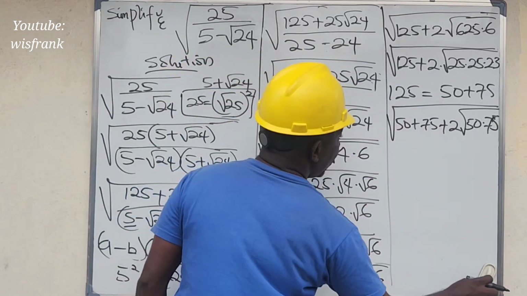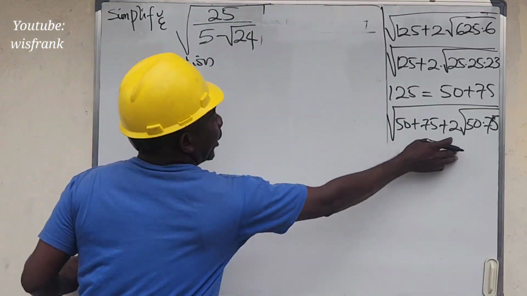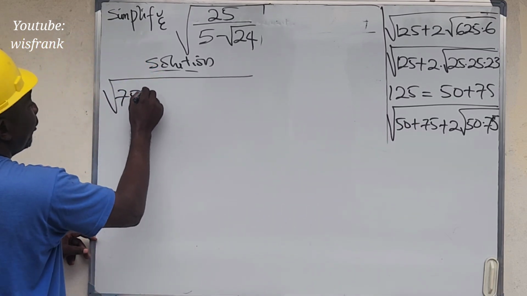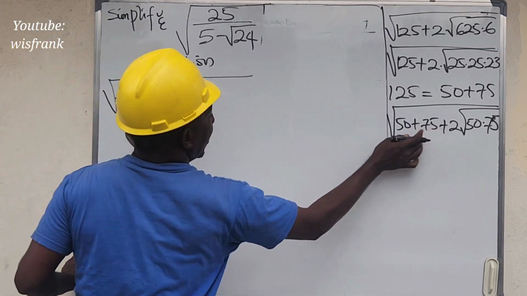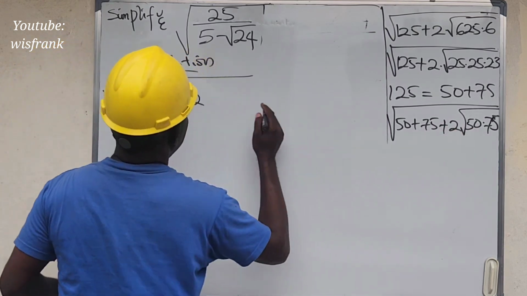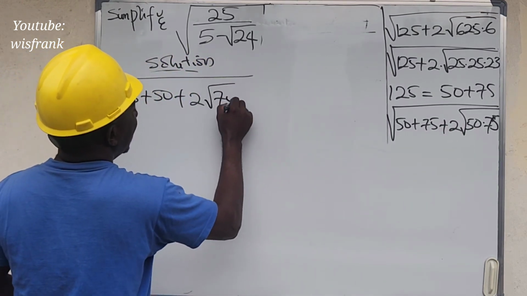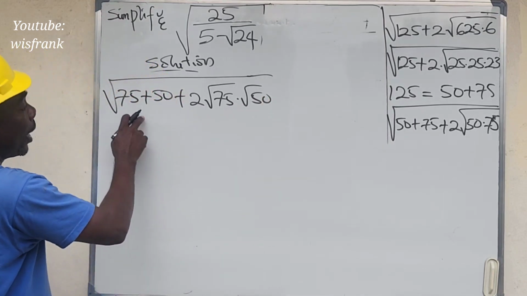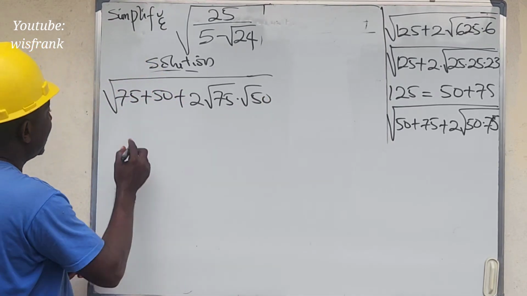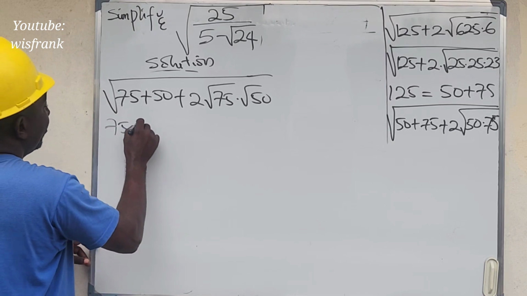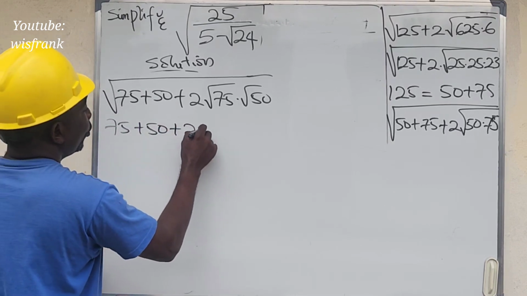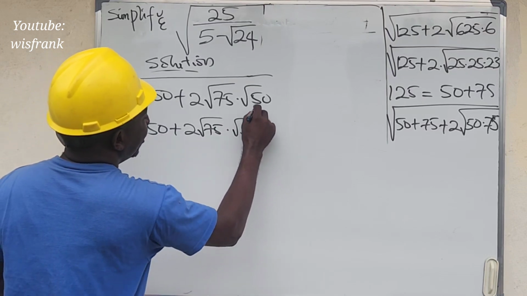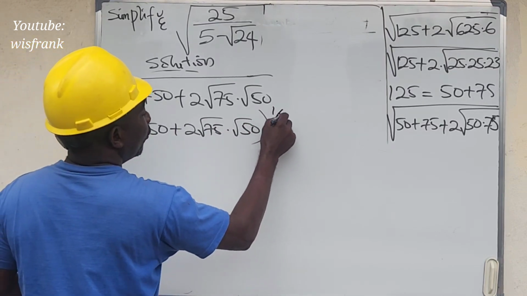But we continue. We need to clean this so that we can do it well. So here we can rewrite this as square root of 75 plus 50 plus 2, so individually we have square root of 75 times square root of 50. So if you look inside the square root, we can write it this way: 75 plus 50 plus 2 times square root of 75 times square root of 50, all to the power of 1 over 2.